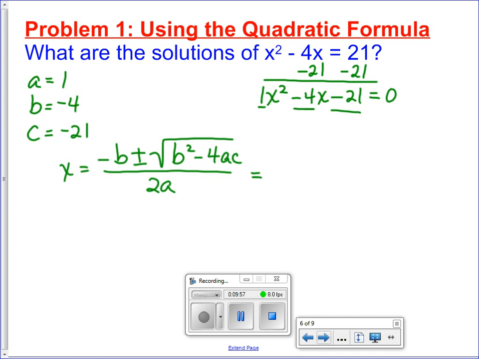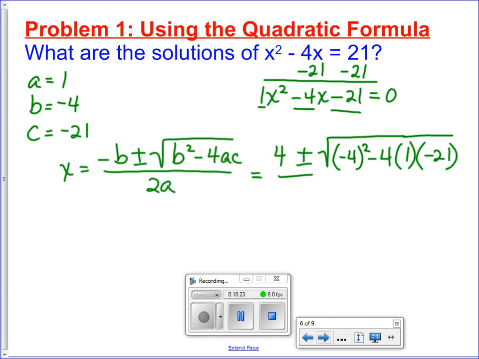The opposite of b would be the opposite of negative 4, which is 4, plus or minus the square root of b squared, which would be negative 4 squared, and then minus 4 times a, which is 1, times c, which is negative 21, all over 2 times a, and a is 1.